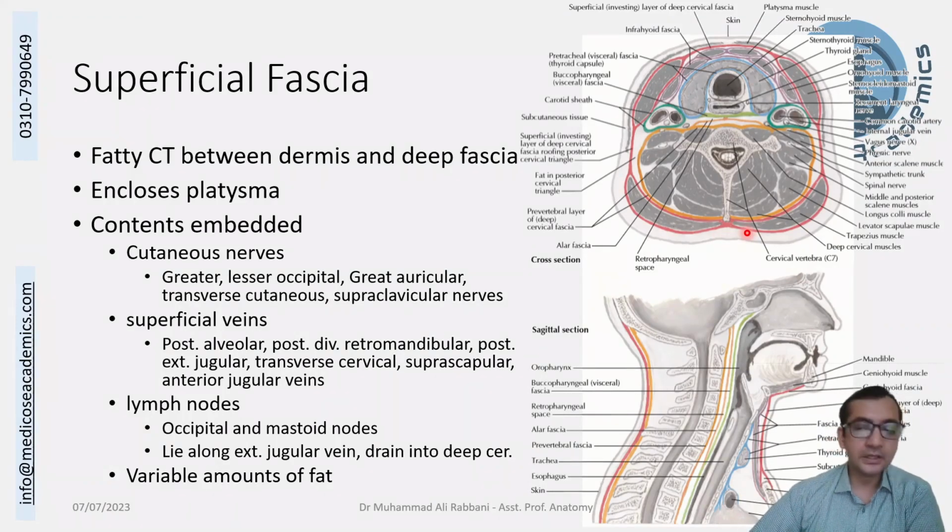What structures are present? These structures contain the cutaneous nerves, superficial veins, and the lymphatics, including some of the lymph nodes. So these are the similar headings as you have read in all of the other regions.